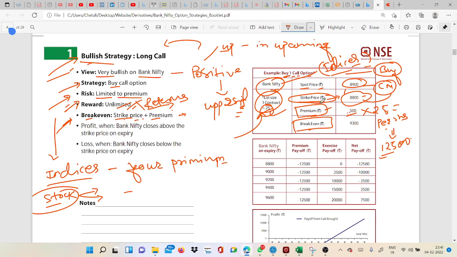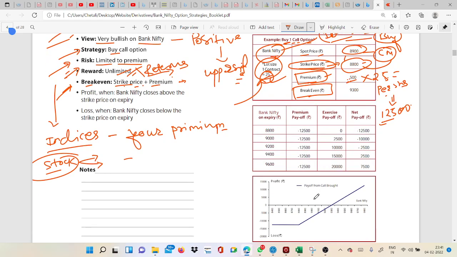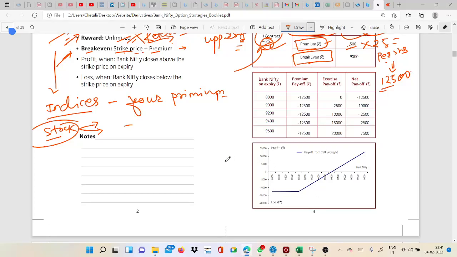Okay, so you want to understand the situation as well. The strike price is the price at which you want to purchase the lot, or for this particular strike price. So where is this strike price? See it on the chart. This is a call option.